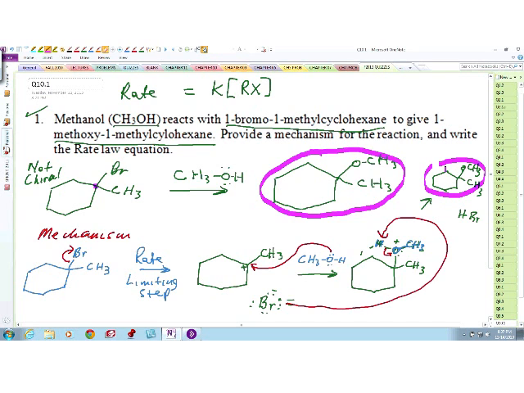Okay, so let's go to the next one. By the way, the same mechanism will apply. Instead of giving you methanol, I could have given you water. It's the same mechanism. Okay, water could also act as a nucleophile.